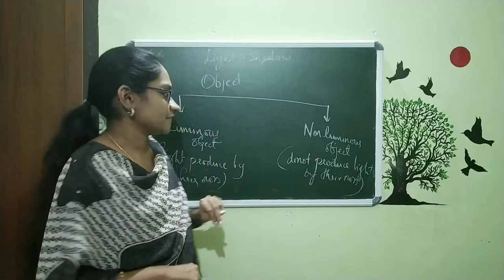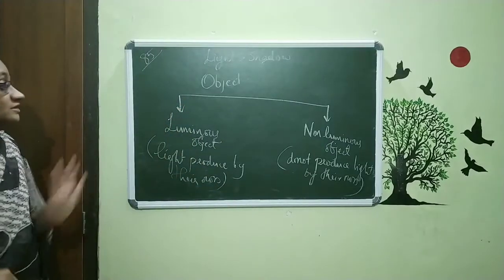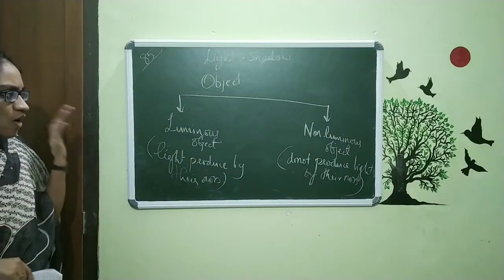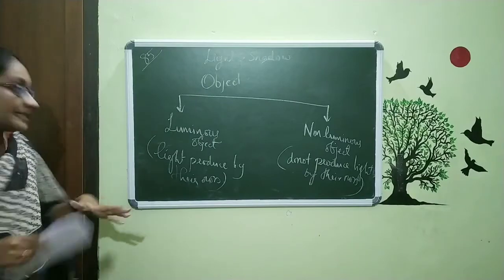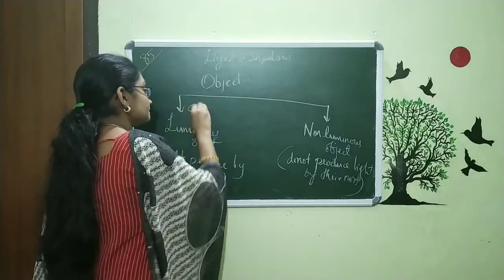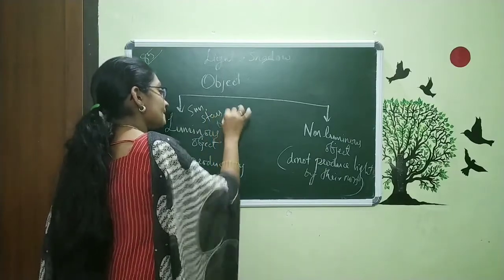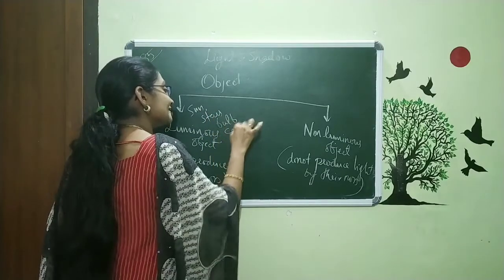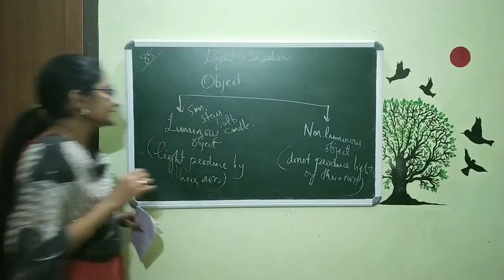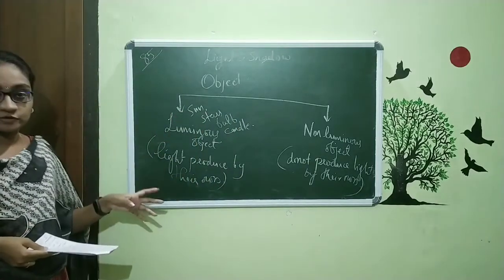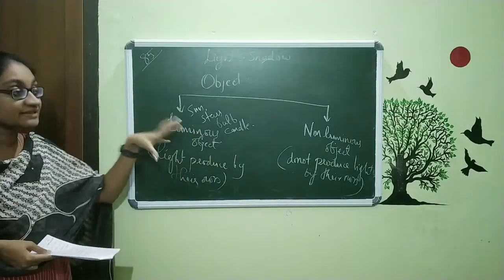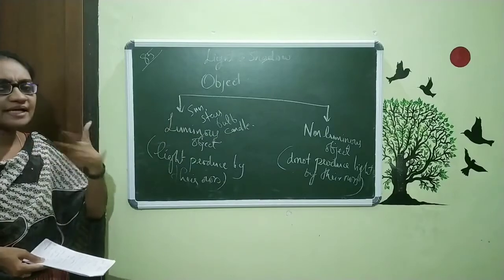Two types of classifications. And which are the examples for luminous objects? All the objects which produce light. That means sun, stars, bulb, candle. All these things come under luminous objects. These all objects produce light by their own.